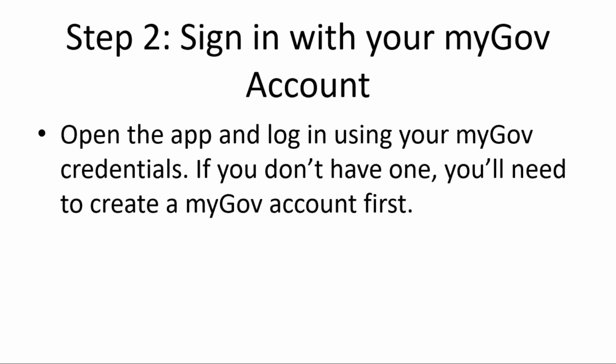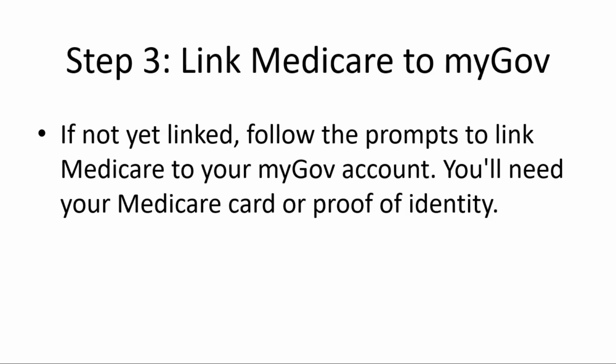Open the app and sign in using your MyGov account. If you don't have a MyGov account yet, you'll need to create one first at my.gov.au. If your Medicare account isn't linked to MyGov yet, follow the prompts in the app to do so. You may need your Medicare card or identity documents for this step.